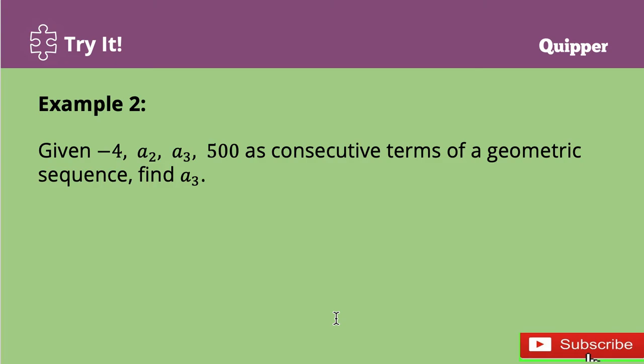Example number 2. Given negative 4, then a sub 2, a sub 3, and then the last term is 500 as consecutive terms of the geometric sequence. We'll be finding a sub 3, the third term.